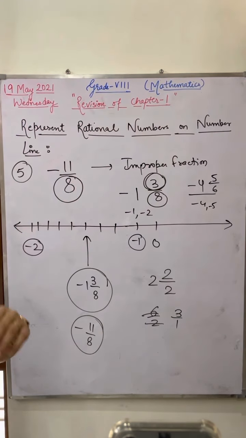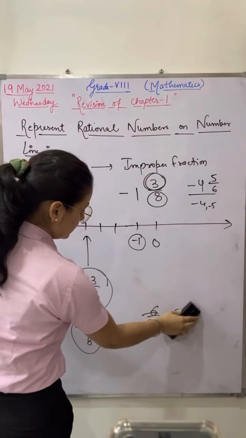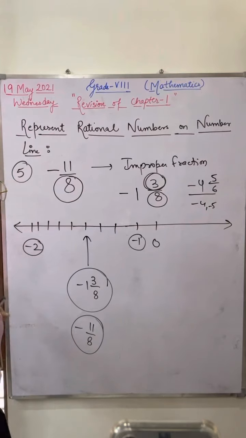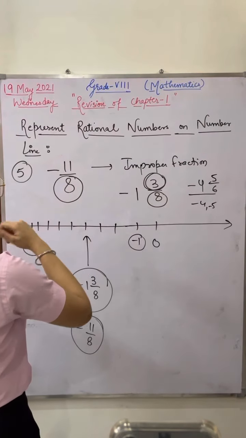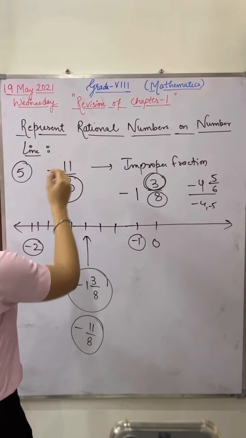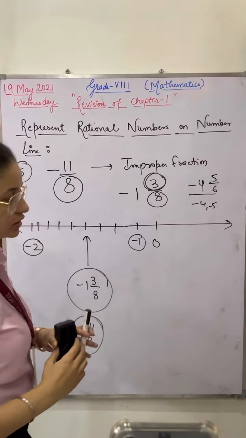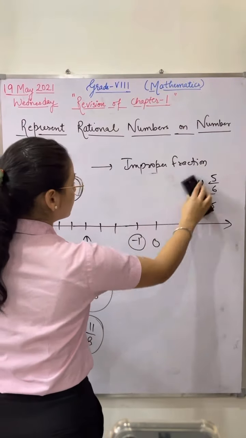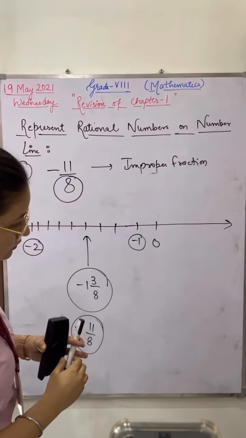Yes, Swayam. Ma'am, you have given the fraction minus 11 by 8, but in this section 8 is greater than minus 11. How is this an improper fraction? Because the numerator is bigger than the denominator. Ma'am, but 8 is greater than minus 11.